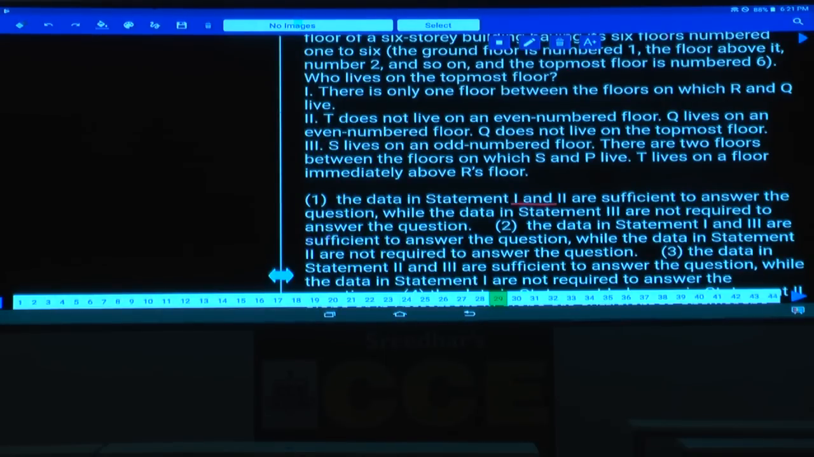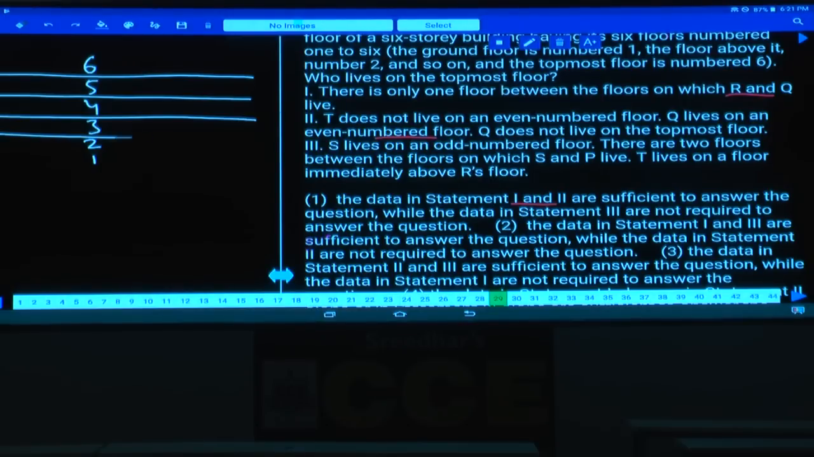Now if with 1 and 2, one person between R and Q, and T does not live on an even number floor, and Q lives on an even number floor. How many floors do we have? 6 floors: 6, 5, 4, 3, 2 and 1. Now we are going for the choice that is statements both 1 and 2. With the help of 1 and 2, tell me how many possibilities do we have.